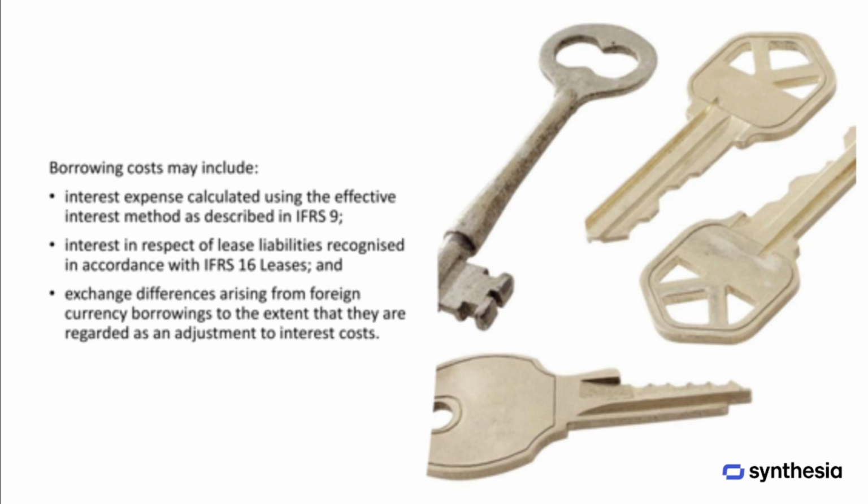Borrowing costs can include interest expense calculated using the effective interest method, as described in IFRS 9, interest on lease liabilities recognized under IFRS 16 Leases, and exchange differences arising from foreign currency borrowings, but only if those differences are considered an adjustment to interest costs. These elements help define the borrowing costs that fall under the scope of this standard.